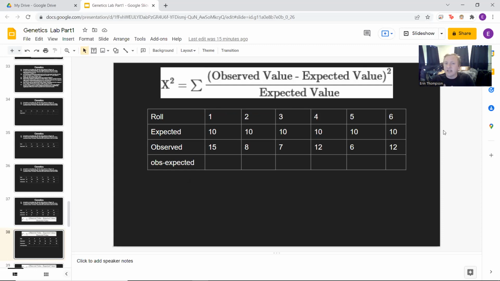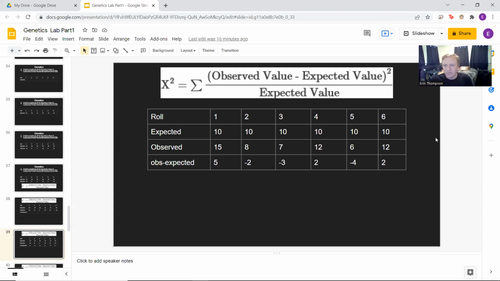So the first thing we're going to do is calculate our observed minus our expected value for each of these. So I'm going to take 15 minus 10, 8 minus 10, 7 minus 10, 12 minus 10, 6 minus 10, 12 minus 10. Does everyone see what's about to happen? And there we go. 15 minus 10 is 5, 8 minus 10 is -2, 7 minus 10 is -3, 12 minus 10 is 2, 6 minus 10 is -4, 12 minus 10 is 2.